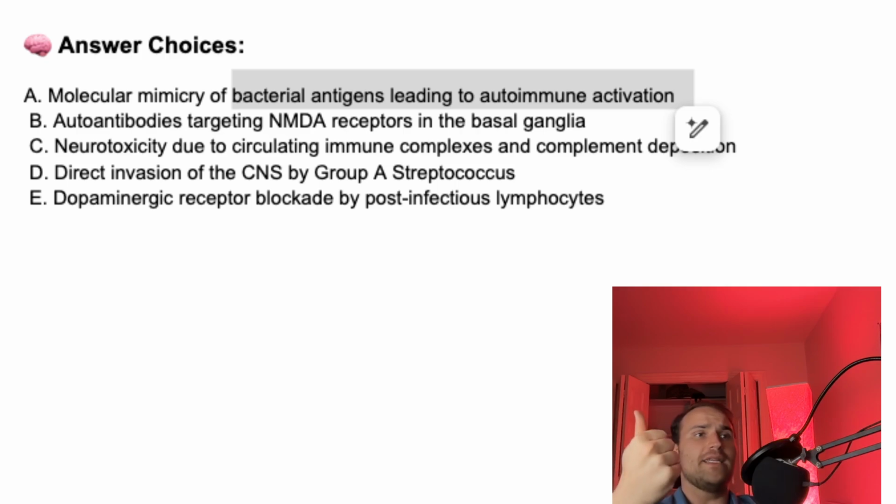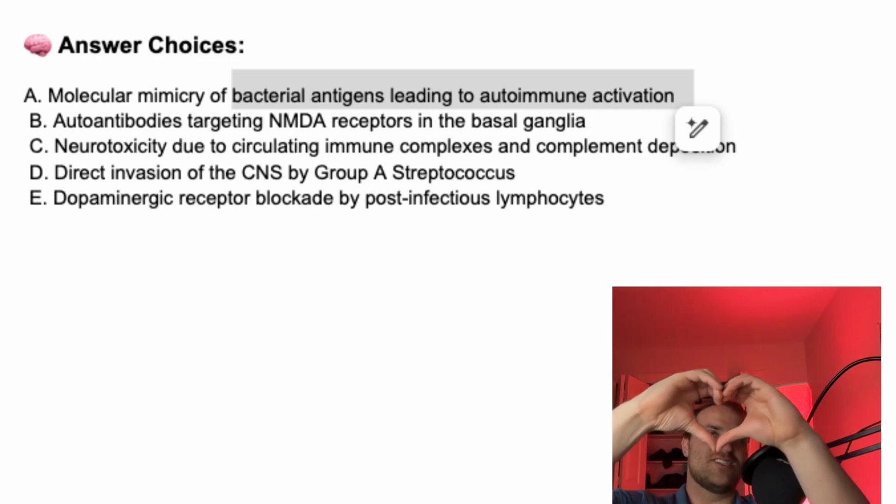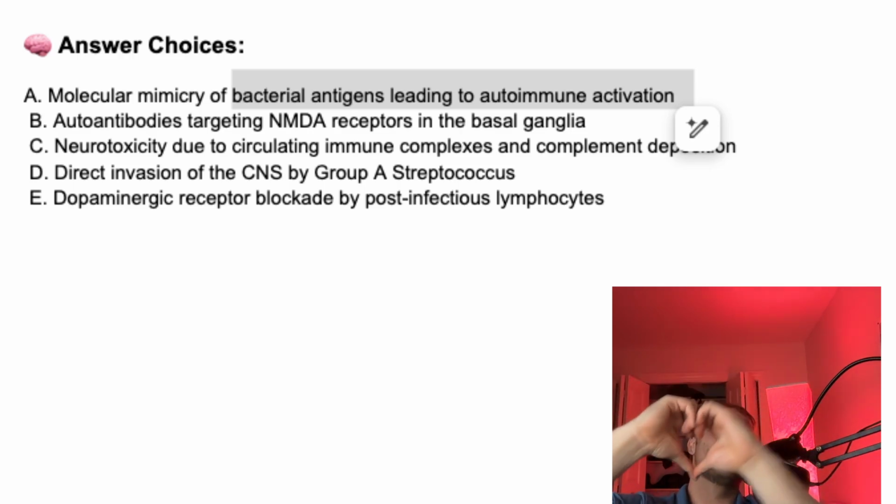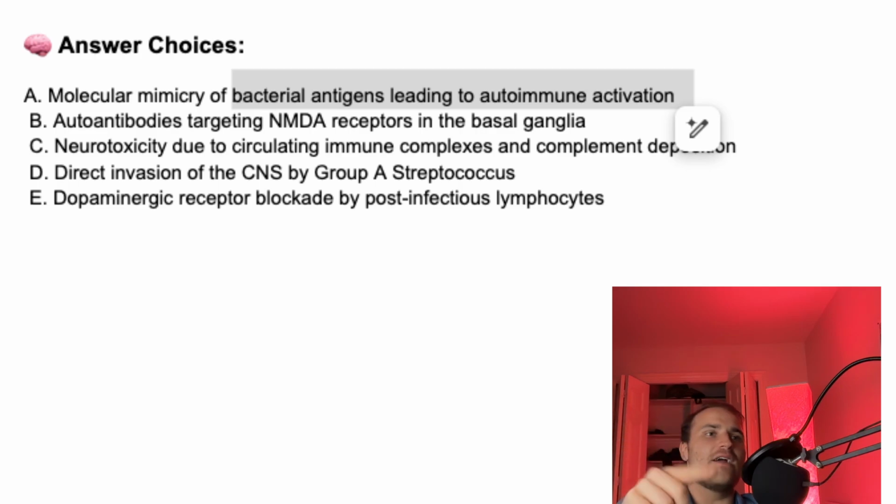The Jones criteria: J is joints, a migratory polyarthritis. The O looks like a little heart, so think of it as Jones, but with a heart, and that's carditis. Nodules are subcutaneous nodules. Erythema marginatum is the E, and your Sydenham chorea is the S. So that's the gist of it. Recent strep throat, erratic movements, so he's got strep, he's got chorea, he's got a heart murmur, just like rheumatic fever. If it quacks like a duck, it looks like a duck. What is it? It's going to be group A streptococcus associated rheumatic fever.